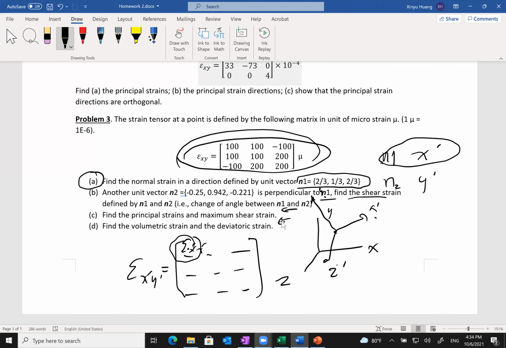Are you all with me? Now, what do you say this number is? The second number in that matrix. That's epsilon x prime, y prime. Right, that's epsilon x prime, y prime. So what is that number? That number is the answer to part B. So basically, rotating, transforming this strain tensor into new coordinates, you do that operation, it solves these two parts altogether. You just pick out the two elements out of that matrix after transformation. All right, any questions?